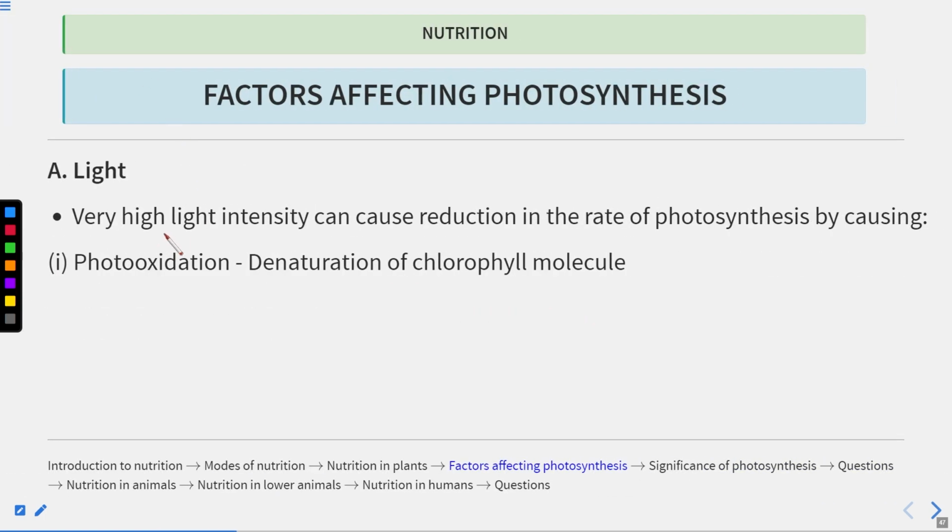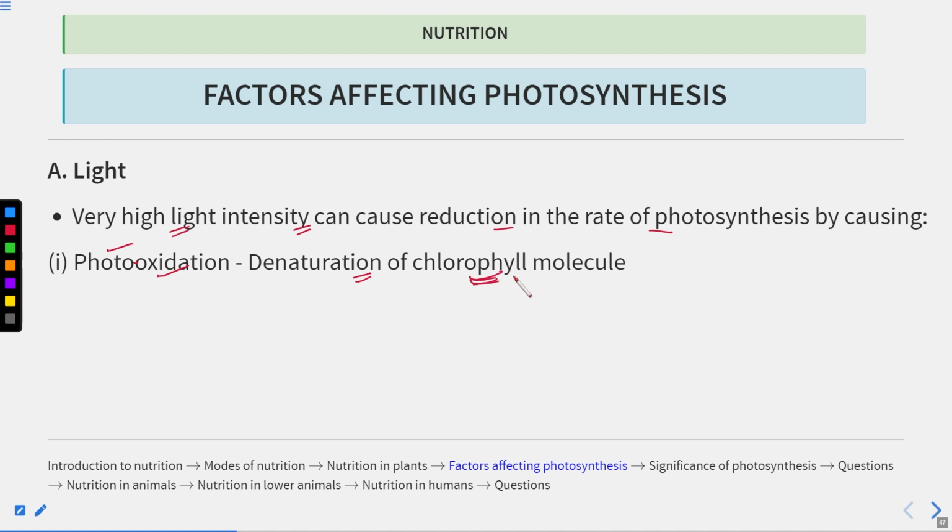Now, very high light intensity can cause a reduction in the rate of photosynthesis. Why is there a reduction in the rate of photosynthesis at very high light intensity? Because of the process of photooxidation. The chlorophyll molecules are oxidized in the presence of the light, which is known as photooxidation, and this results in the denaturation or degradation of the chlorophyll molecule.